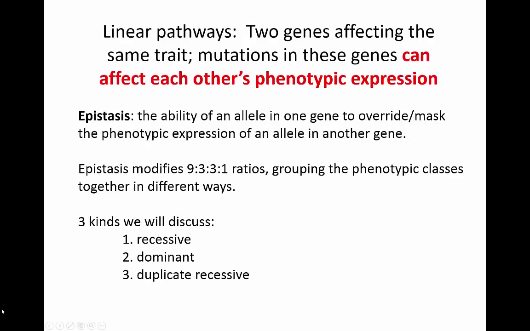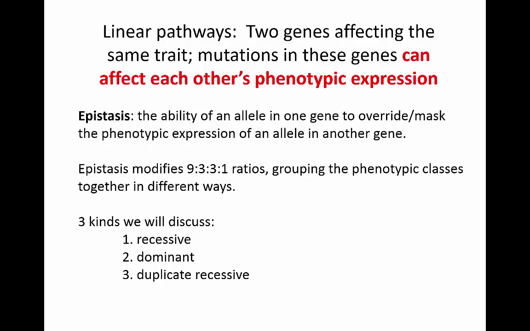Okay, next we're going to talk about linear pathways. And again, two genes affecting the same trait. And here is where we can have an allele of one gene that affects a different gene's phenotypic expression. The name of this is epistasis. What we're going to look at here is specific examples where epistasis can modify these 9:3:3:1 ratios, and certain phenotype classes would be grouped together in different ways.